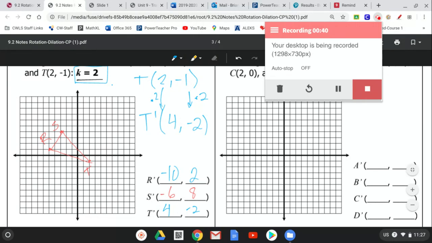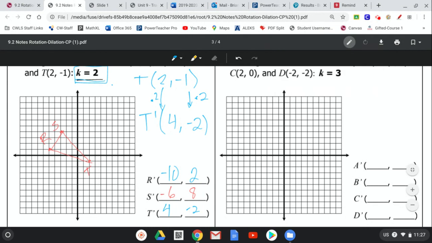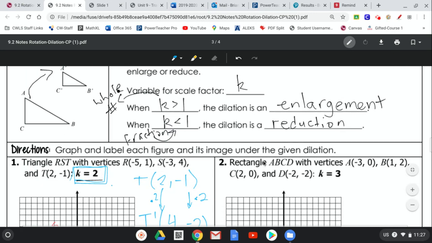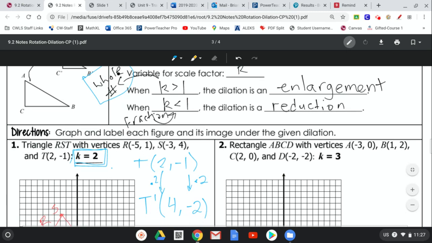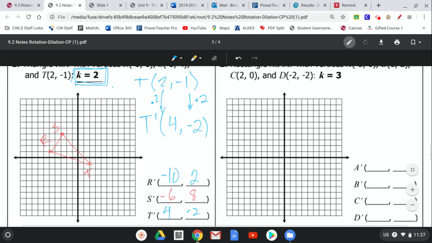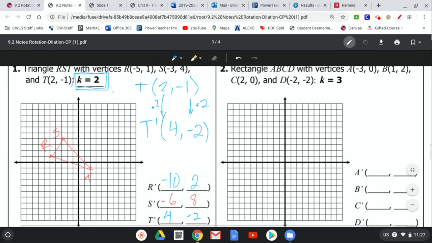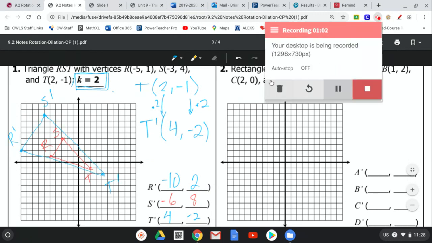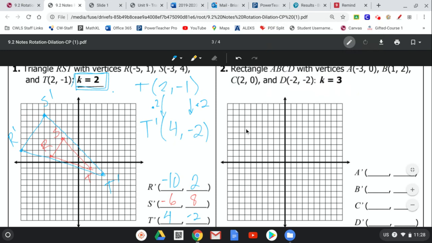Now, this is where we have k equals 2. We know from our information at the top that it's a whole number, so this is going to be an enlargement, so the figure is going to get bigger. Just to check ourselves on a graph, I'm going to plot these coordinates. I just plotted the coordinates, and the light blue figure is the image.